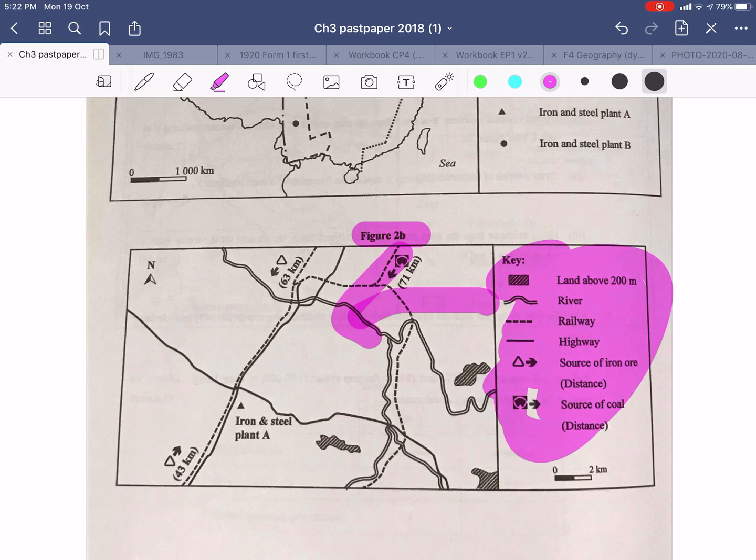Okay, and you can see the source of iron ore and also the source of coal are a very short distance from the iron and steel plant A. So accordingly, we are going to have a lot of iron and steel to be collected there.